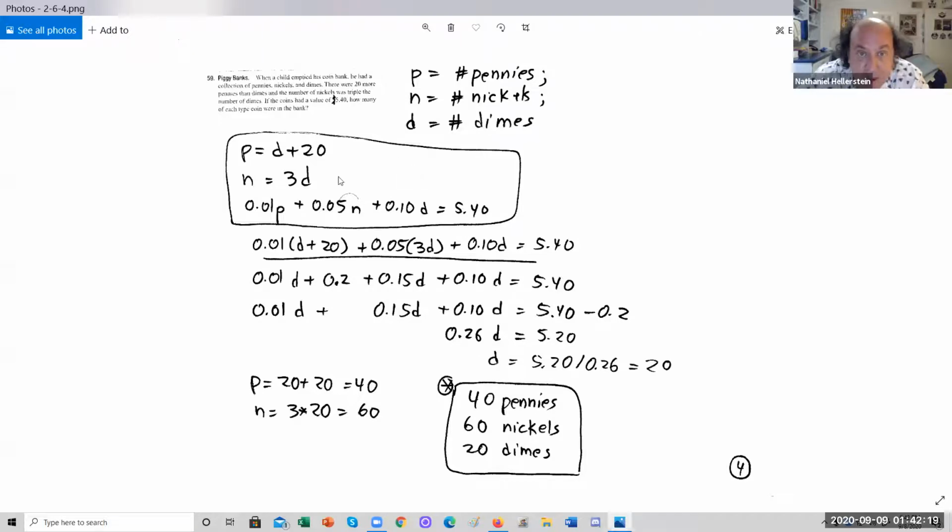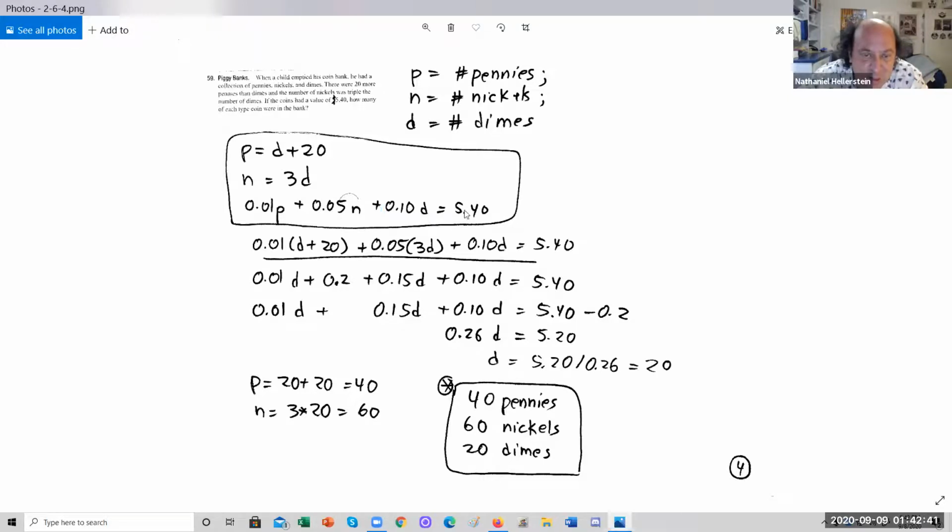Okay, and also the value is $5.40, and each penny is worth $0.01. So 0.01p is the value of the pennies. Each nickel is worth $0.05, so 0.05n is the dollar value of the nickels. And each dime is worth $0.10, so 0.10d is the dollar value of the dimes.